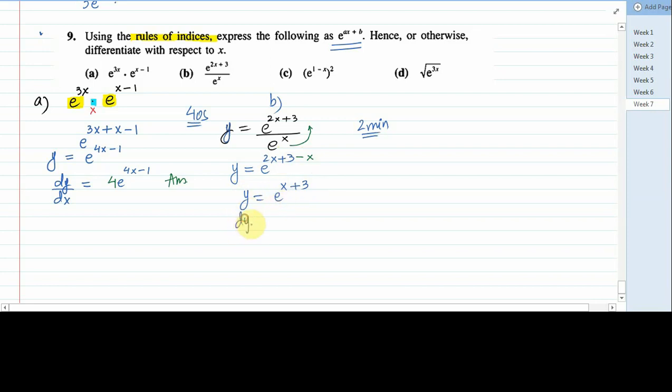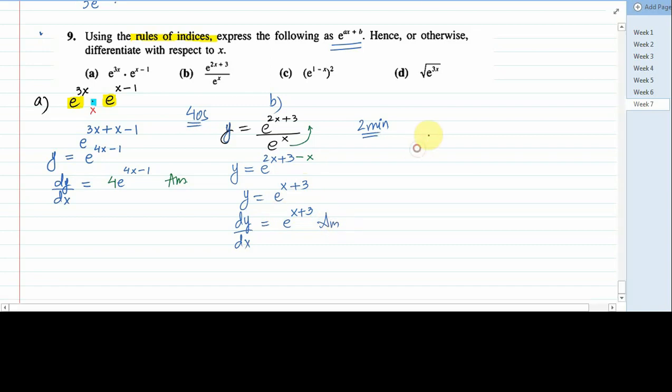So dy over dx is equals to e to the power x plus 3, and the derivative of the power, that is x, is equals to 1, because 3 is constant, it will be 0. So there is no use to write 1 here. So that is your answer.